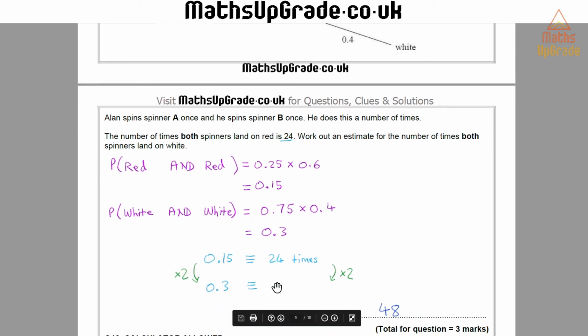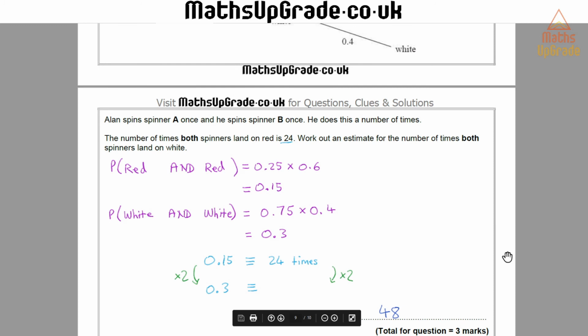Using proportion, I know that the probability of landing on white was double the probability of landing on red, because 0.3 is double 0.15. So the number of times it lands on white must be double the number of times it lands on red. So you'd expect it to land on white 48 times as an estimate. It's only ever an estimate since nothing's really guaranteed. So it's a theoretical probability. And that question there was 3 marks.